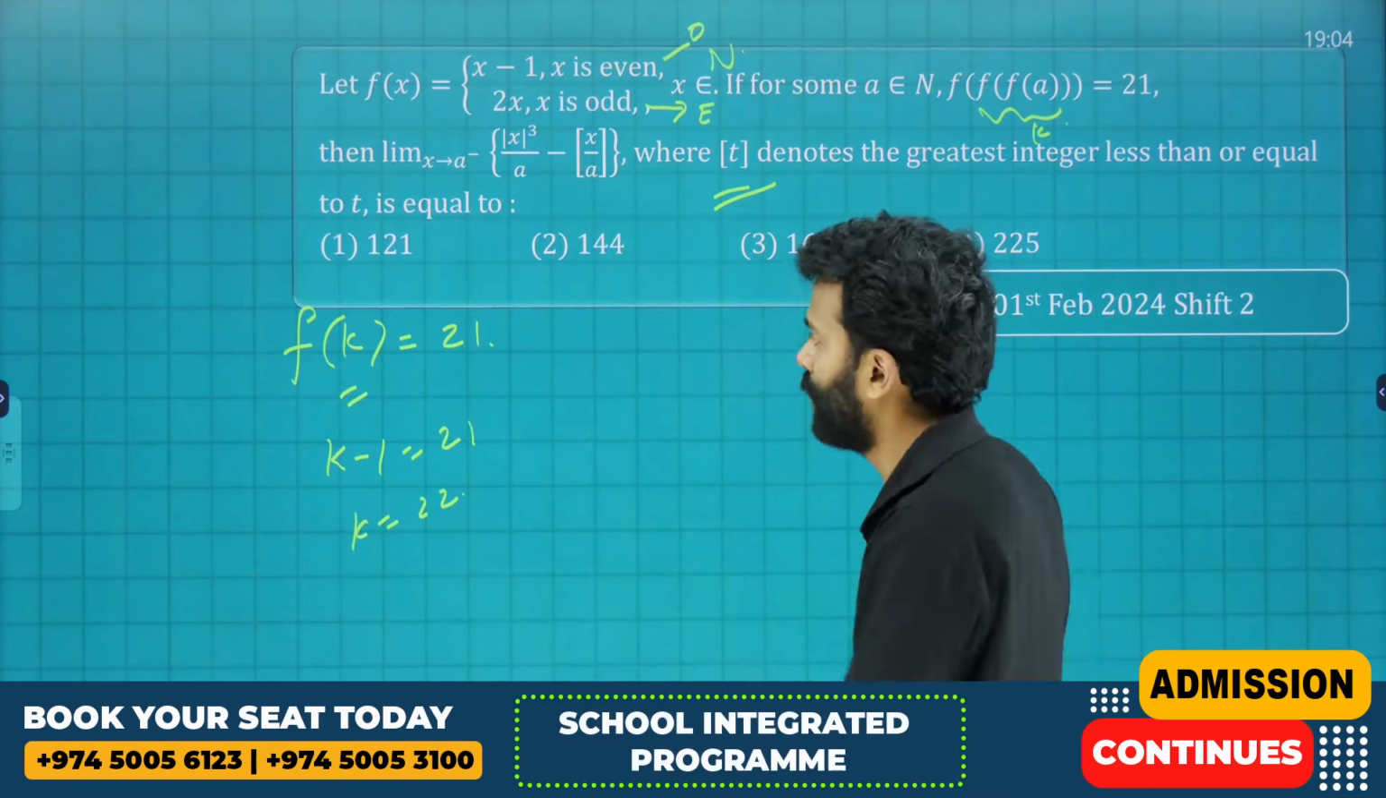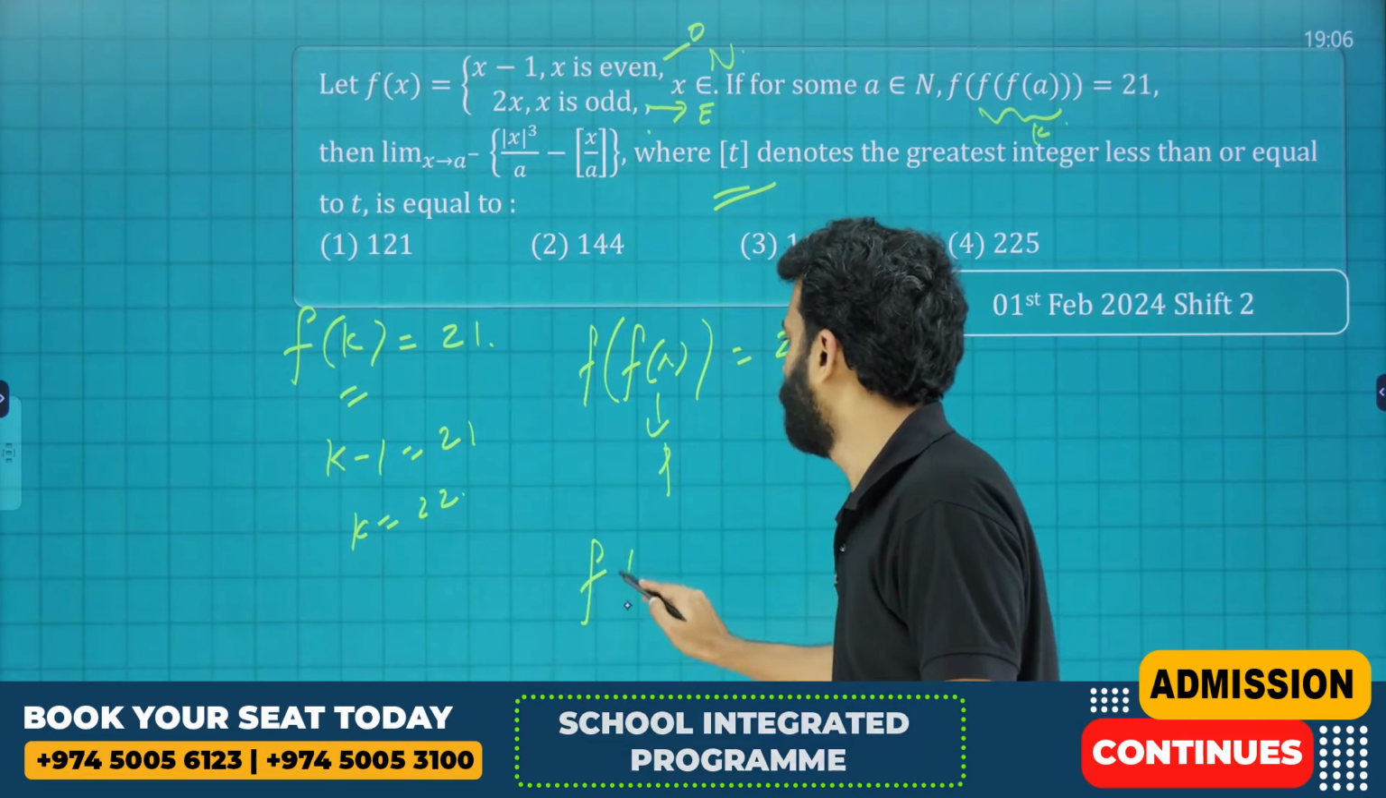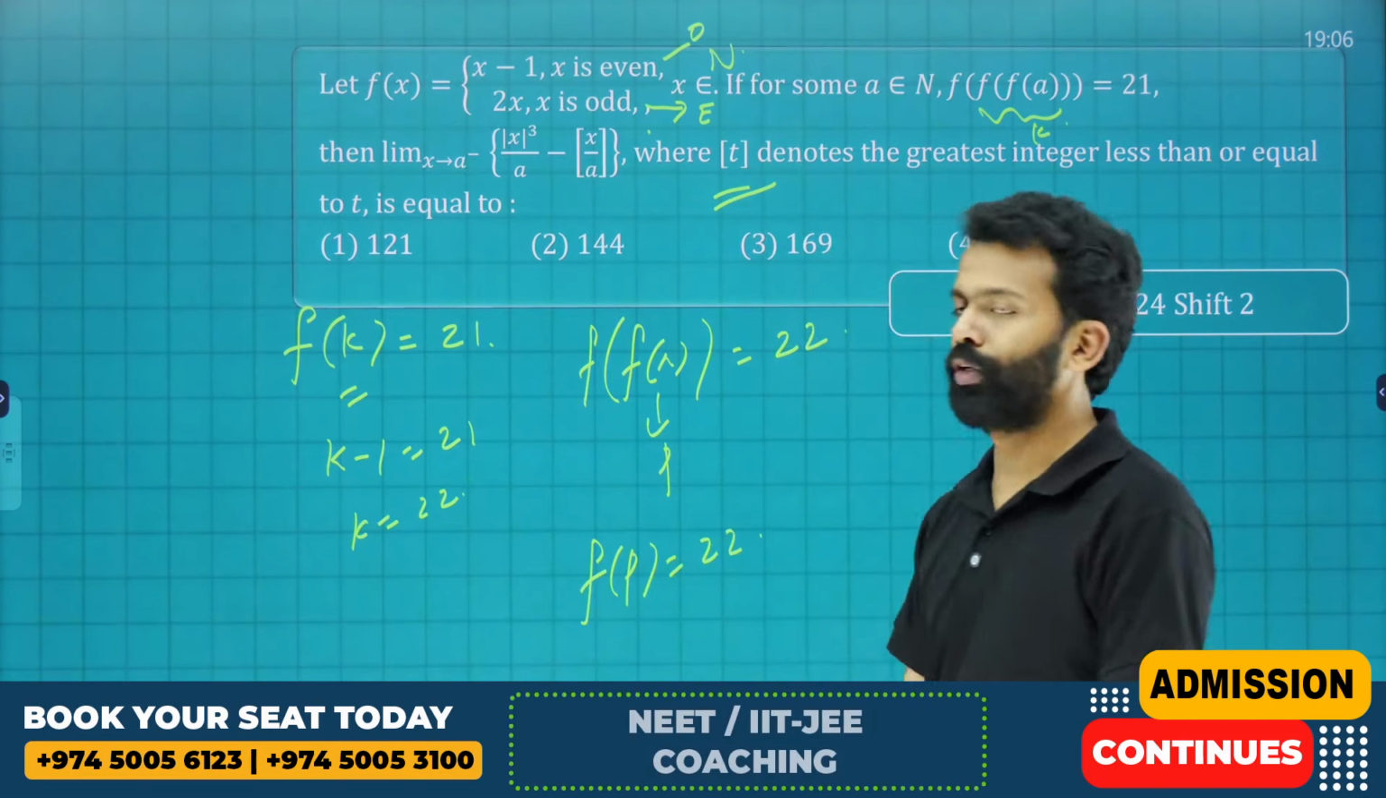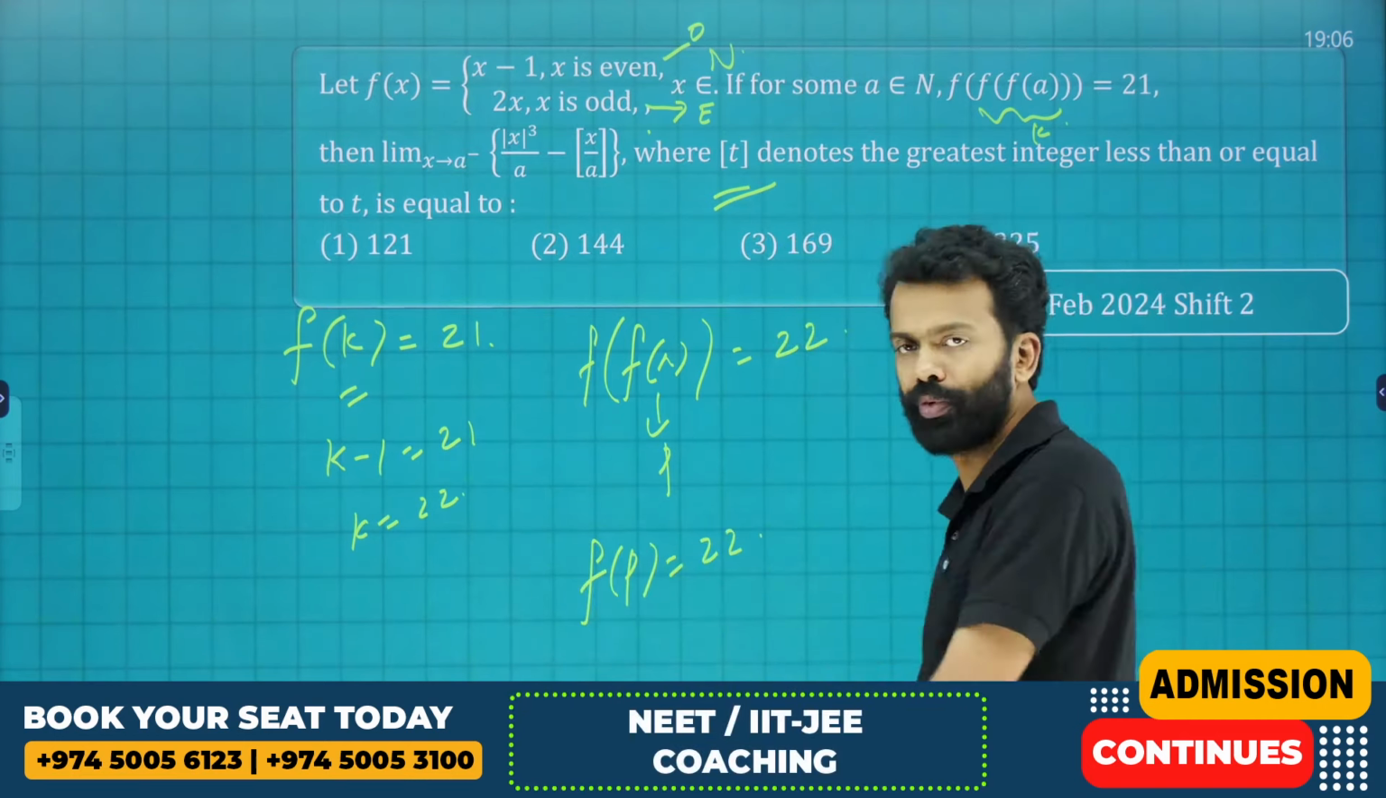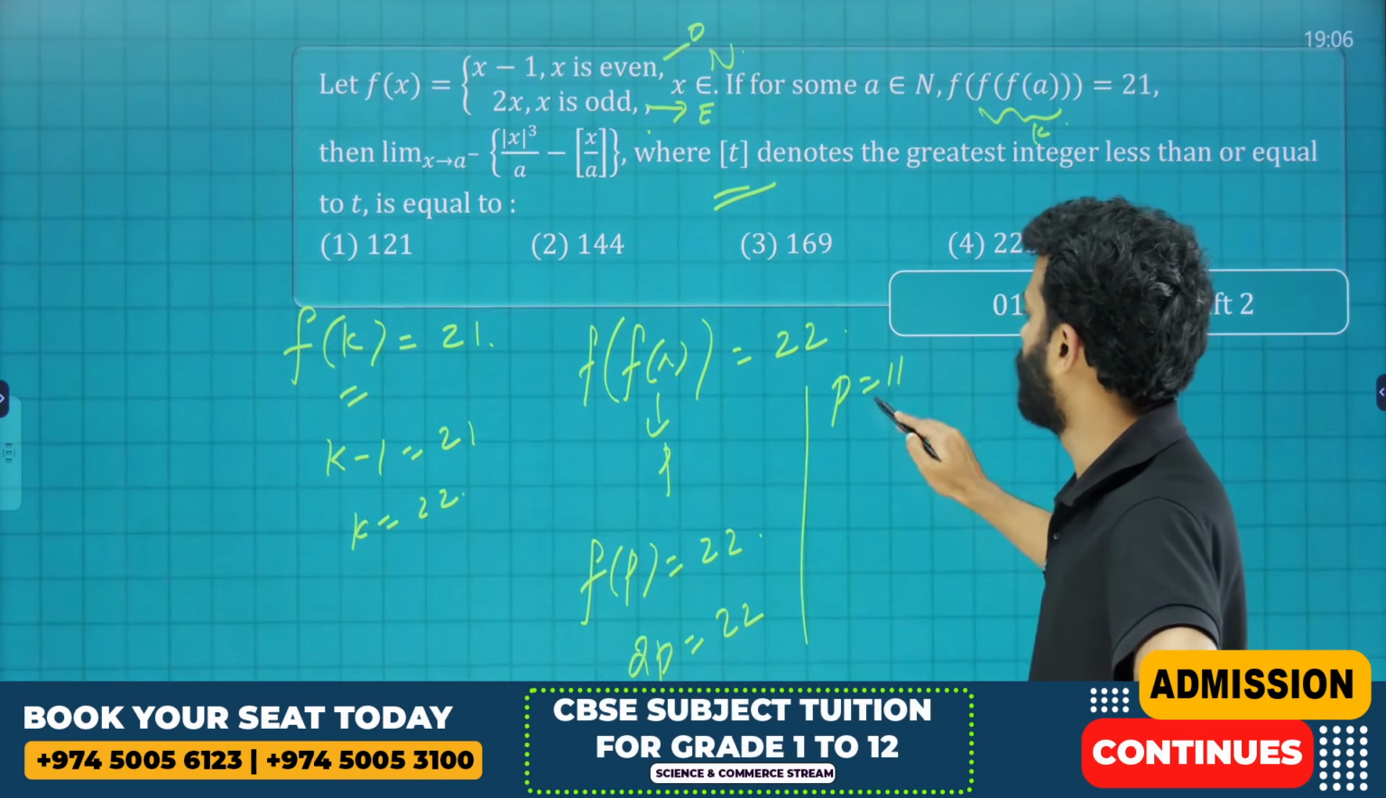Let's assign this as p. Therefore, f of p is equal to 22. So the output is an even number. If the output is an even number, then the function is exhibiting this one, right? That is f of x is equal to 2x when x is odd. We are getting an even number here, therefore f of x is exhibiting the character 2x. That is 2p is equal to 22, f of p is equal to 22. Therefore, p is equal to 11.